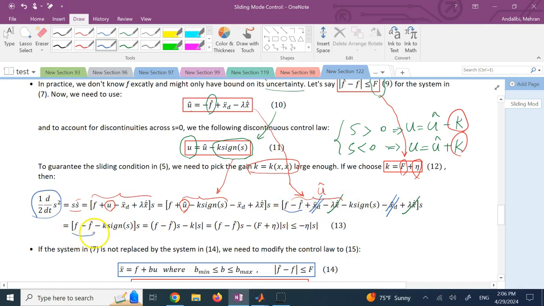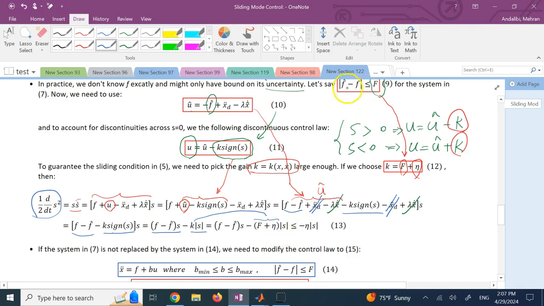which is f minus f hat minus k sine of s, the whole thing times s. Now we multiply it by s, so you get f minus f hat times s minus k times s sine of s, which you can write as the absolute value of s. Good? Now, for k, I'm going to replace what I picked in 12. I write it as F plus eta. That is that k. Now, what is this here?